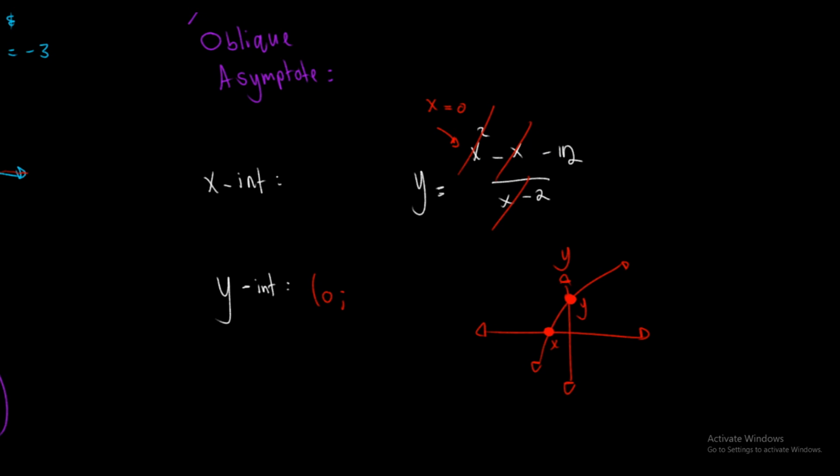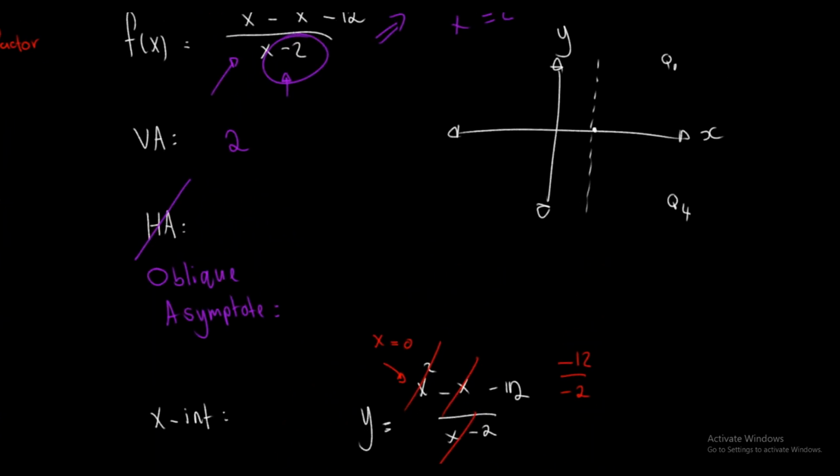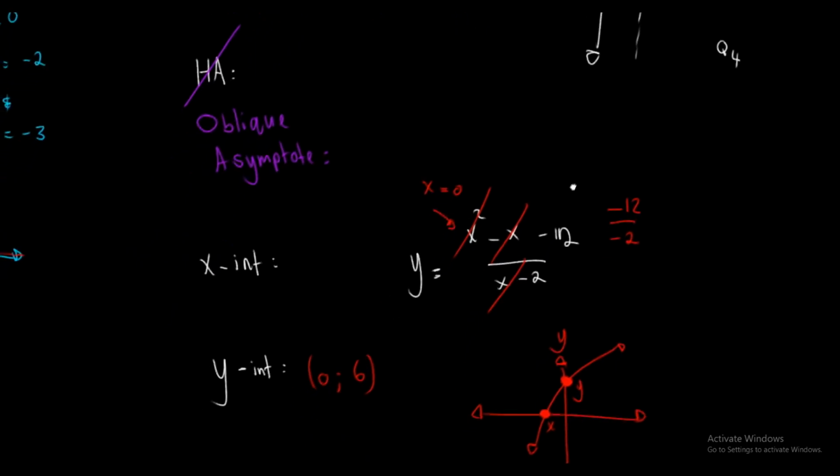Now we're left with negative 12 over negative 2. We can see this gives us 6. So my y-intercept is 6. Let's go find 6. 6 is over there, between quadrant 1 and 2.